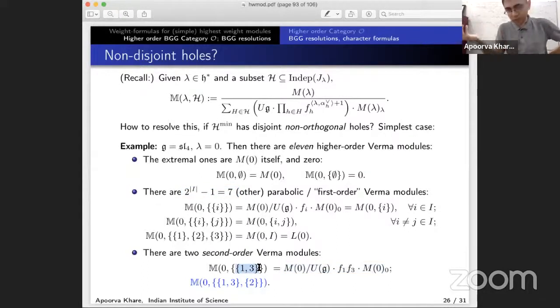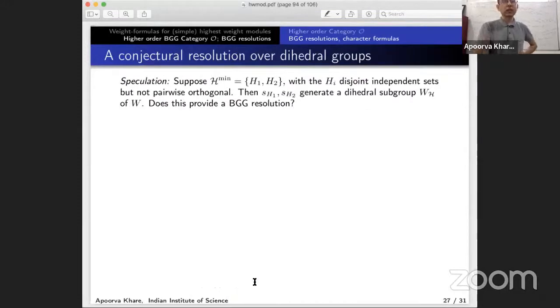One hole is of course pairwise disjoint, pairwise orthogonal. So that got resolved very trivially on the board. Now there are 2 holes, but the point is here these 2 holes are not disjoint. How do you resolve this? Okay, so let me write down something in general.